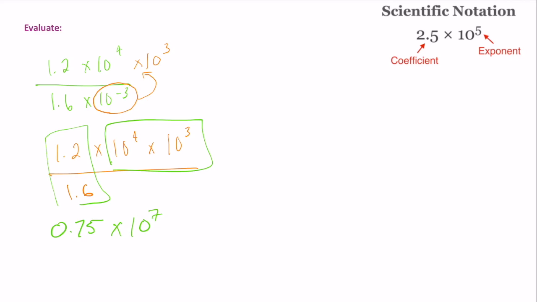Okay, so right now you're almost done. The problem again is that 0.75 is not between 1 and 10. So I'm going to need to move that decimal over, right? So I have 7.5. But by doing so, we're going to have to make this 10 to the 6, right? Because to move it back to where it was, we'd be going 1 to the left to make it 0.75. So we'd be dividing that by 10. And so that's why we're going from 7 to 6.